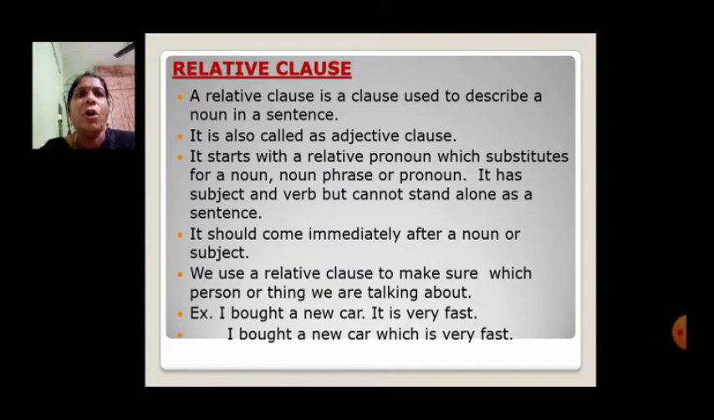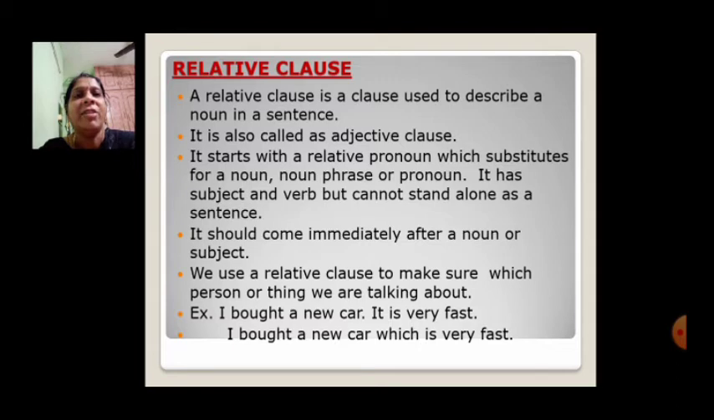It is also called an adjective clause. Why is it called an adjective clause? Because a word which describes a noun is called an adjective. So here the relative clause describes a noun. So this relative clause is also called an adjective clause.